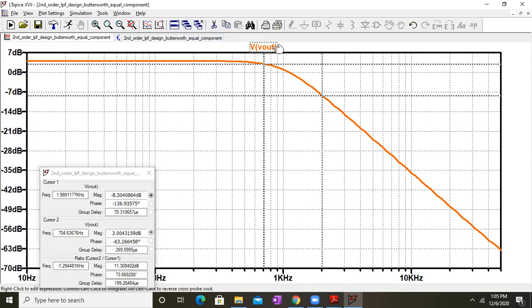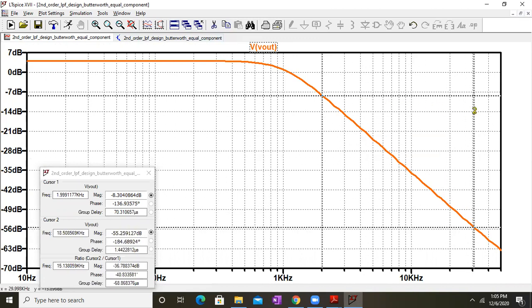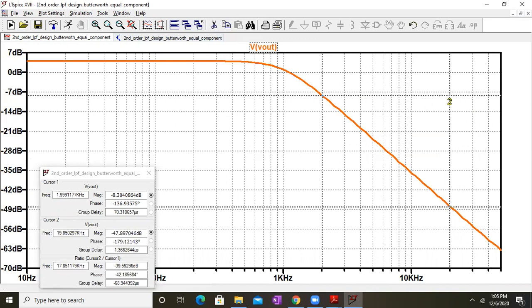So let's check at 20 kilohertz now. This is around 20 kilohertz. You can see the subtraction of both is close to 40 dB, and the frequency increase is from 2 kilohertz to 20 kilohertz. So that proves the point. The roll off rate of this second order low pass filter is around 40 dB per decade.